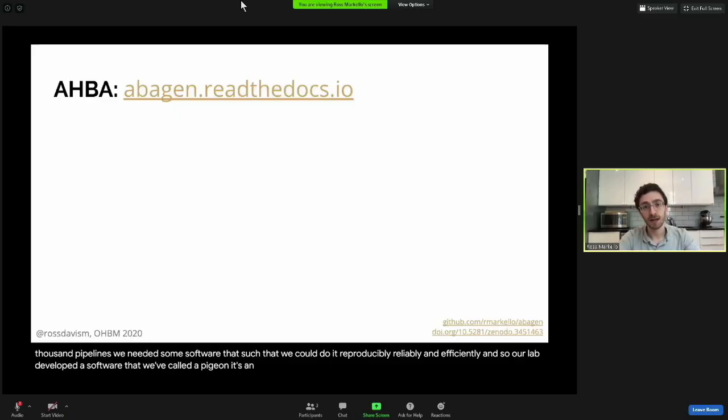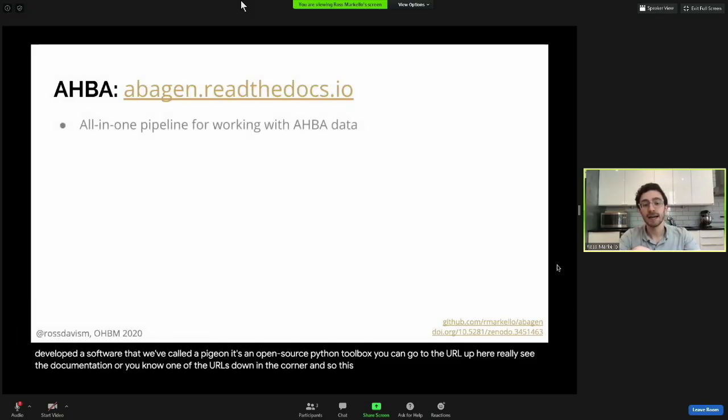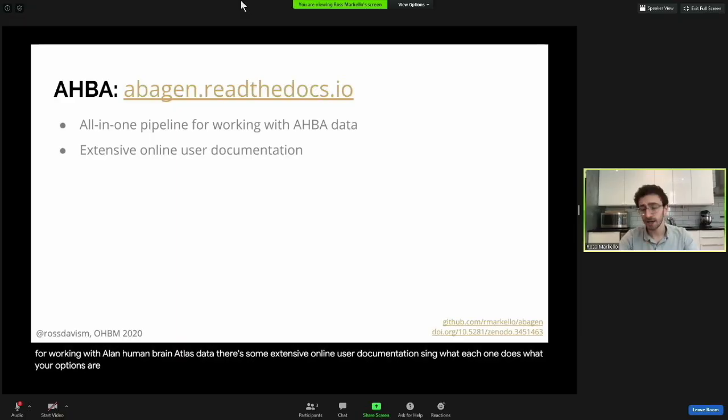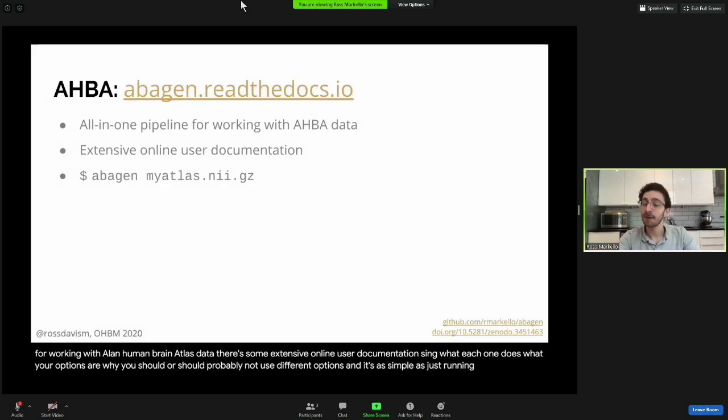It's an open source Python toolbox. You can go to the URL up here to see the documentation or one of the URLs down in the corner. And so this is designed to serve as an all-in-one pipeline for working with Allen Human Brain Atlas data. There's some extensive online user documentation detailing all of the steps that I listed before for processing, what each one does, what your options are, why you should or should probably not use different options. And it's as simple as just running Abagen with an atlas, brain atlas.